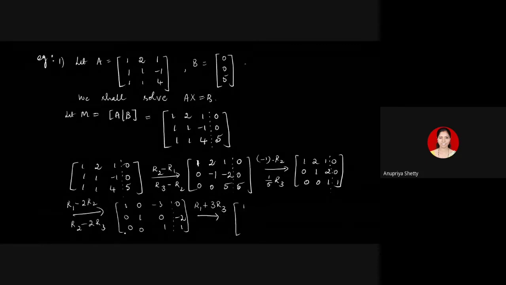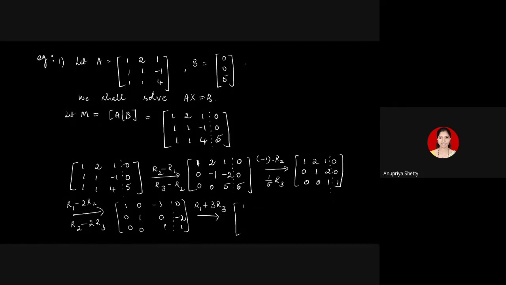R3 is very safe here because you have the first two entries of the row 3, R3 zeros. So it will not affect the first two entries of the first row. So 1 remains as it is, 0 as it is, minus 3 plus 3 becomes 0, and 0 plus 3, you get 3 there, and then 0, 1, 0, minus 2, 0, 0, 1, 1.